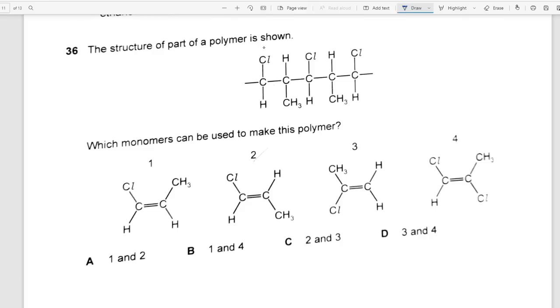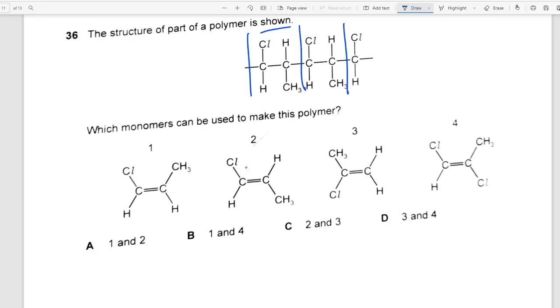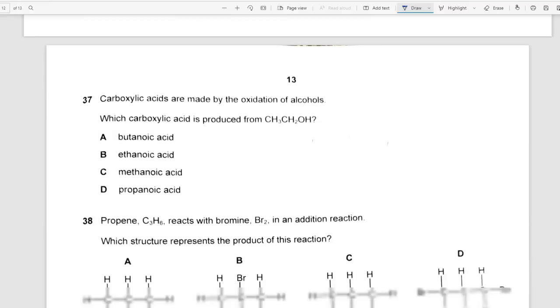36, the structure of part of a polymer is shown. So this is the polymer. It says which monomers could be made from this. So we know this is repeating units of this. As you can see, it's just repeating units. So hence the first repeating unit has to have this. Which one has this? It has to have a double bond. So 2 has to be there, because it's exactly that. Now you can switch this and it will not affect. So this is also correct. So 1 and 2 is correct. In this case, it's just repeating units. So you just need to look for the repeating units, find the pattern, identify, and that's how it is. It's quite simple.